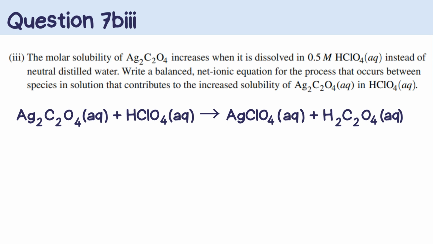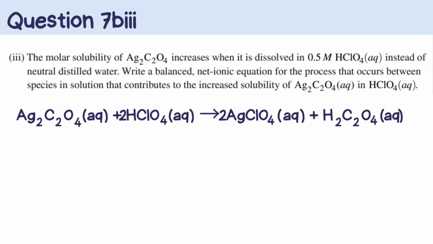Now we need to balance our equation. It looks like there are 2 moles of the silver on the reactant side, so we need to balance that by placing 2 moles of silver on the product side. And we need to do the same for the hydrogen on the reactant side because there are 2 moles of that on the product side. Now that we're done balancing all of that, let's start by writing the complete ionic equation first.